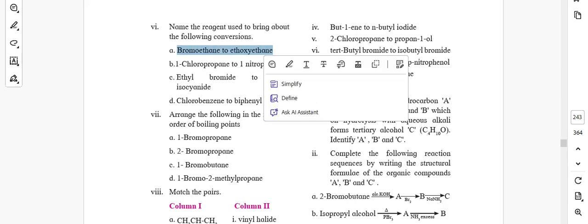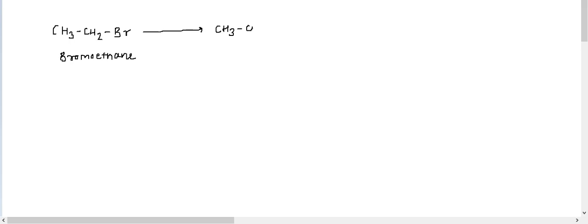So let's solve it. Bromoethane to ethoxyethane. First let's draw the structure of bromoethane. CH3CH2Br is bromoethane, and we have to convert this bromoethane to ethoxyethane. Ethoxyethane is CH3CH2O, this part is ethoxy, and then ethane, CH2CH3. So we have to convert this alkyl halide into ether. Ethoxyethane is what? Ether. So we have to convert halides to ether.